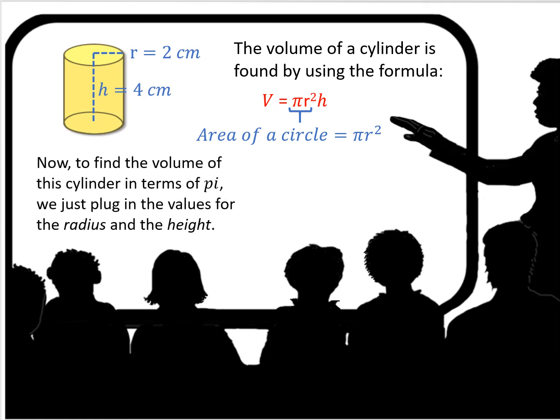Now to find the volume of this cylinder in terms of pi, we just plug in the values for the radius and the height. So the volume of this cylinder in terms of pi is V equals 16 pi centimeters cubed. Remember that volume is always in cubic, whatever the measurement is, whether it's units of measure, centimeters, inches, feet, yards, whatever it is. It's always going to be cubed.